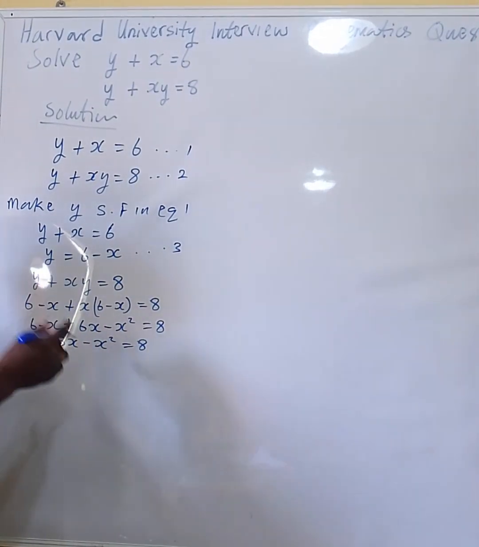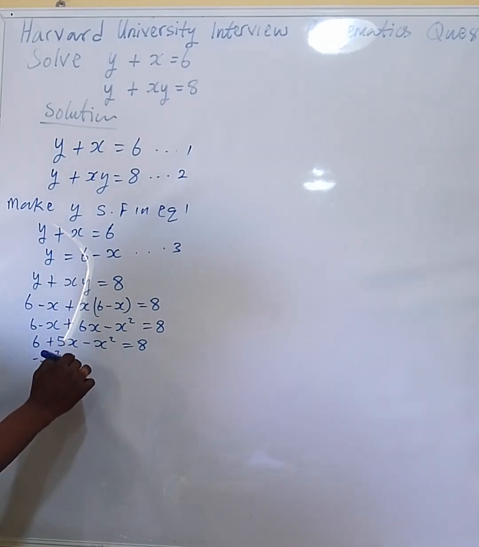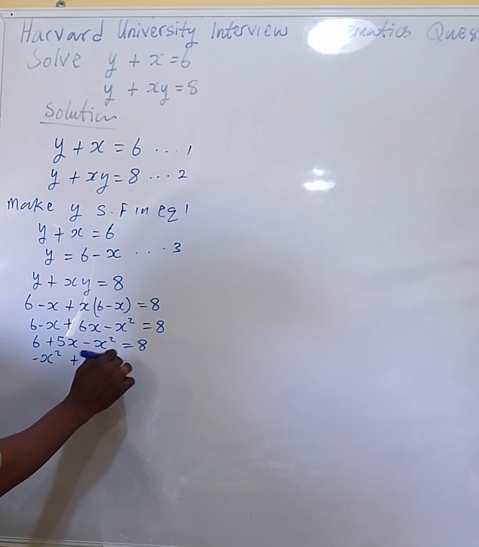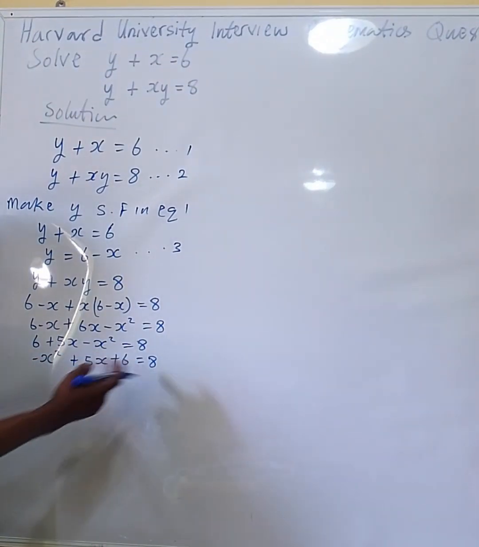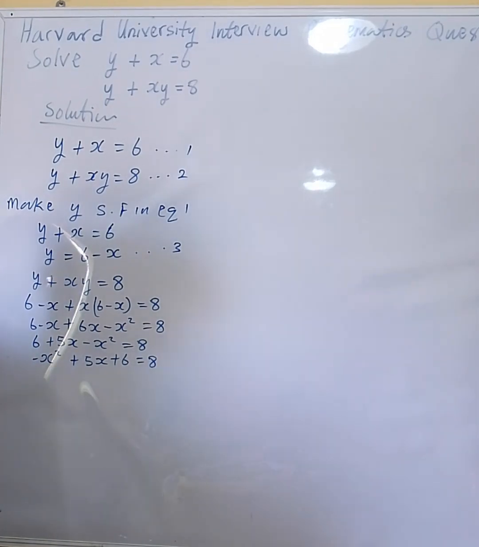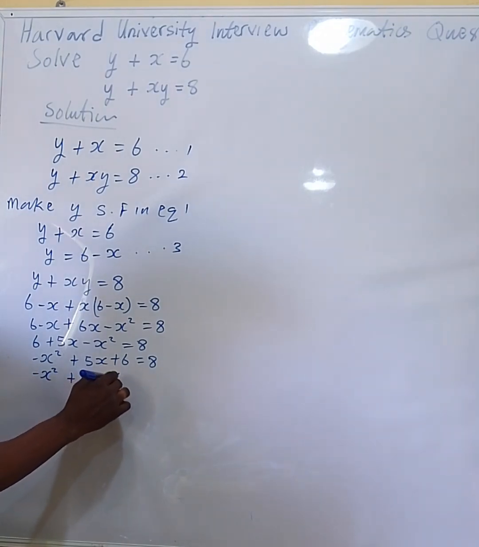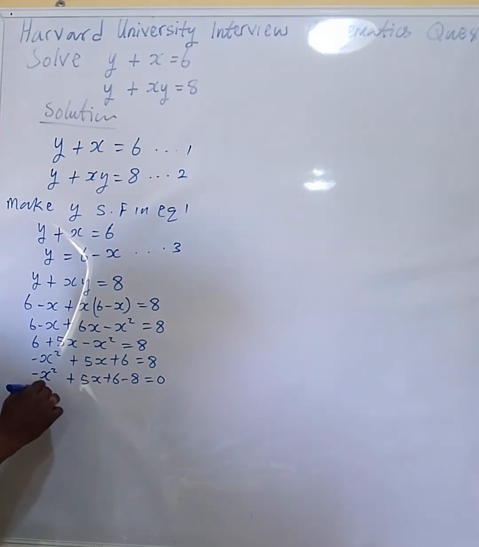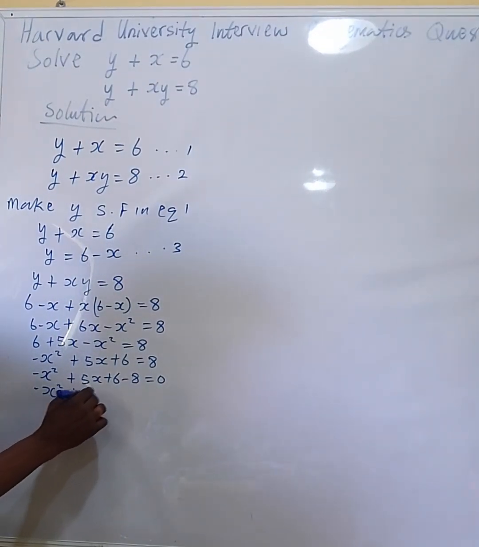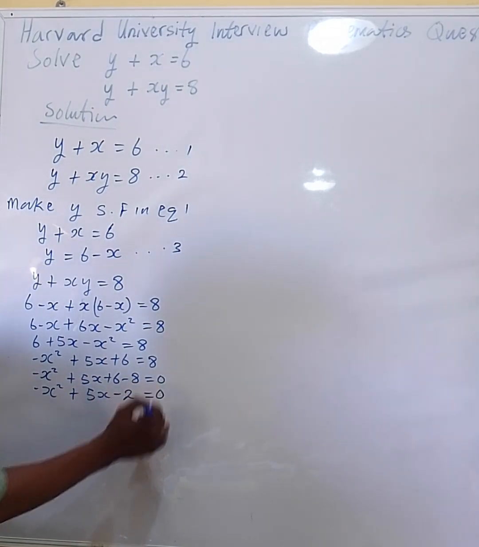Now you rearrange it. So you bring x squared in front. So we now have minus x squared plus 5x plus 6 equals 8. Now we subtract both sides by 8. So it will give us minus x squared plus 5x plus 6 minus 8 equals 0. Now minus x squared plus 5x, 6 minus 8 will give us minus 2, equals 0.